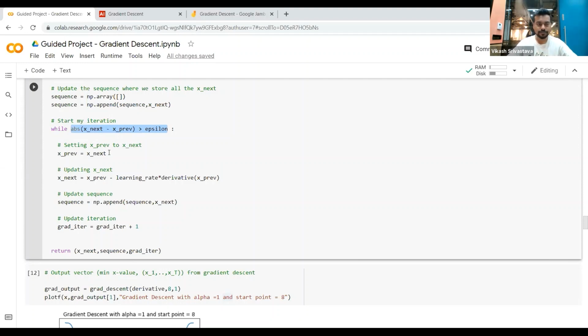So now what we'll do is update x prev to x next. I'll assign the value which I have gotten in x next to x prev.